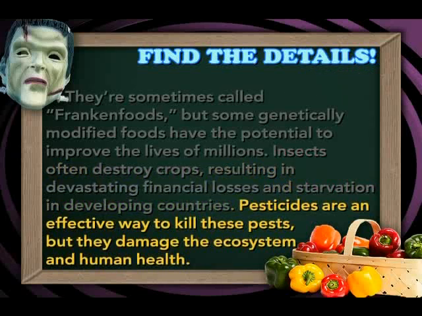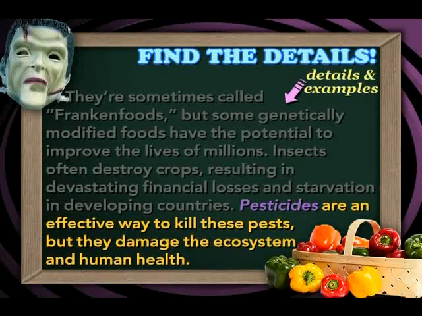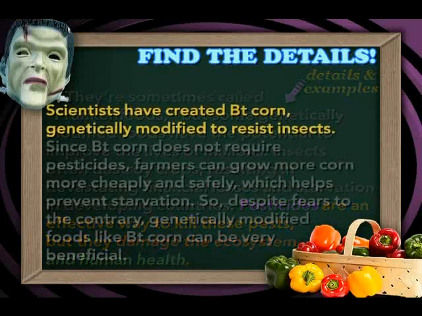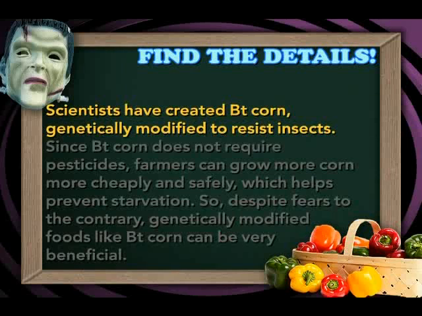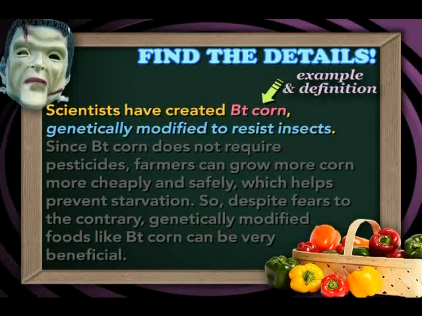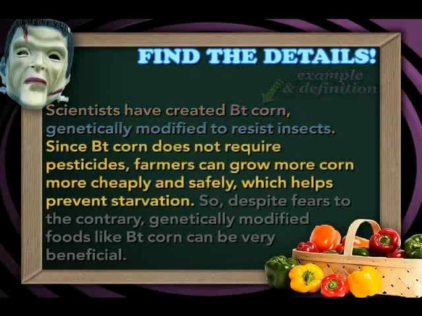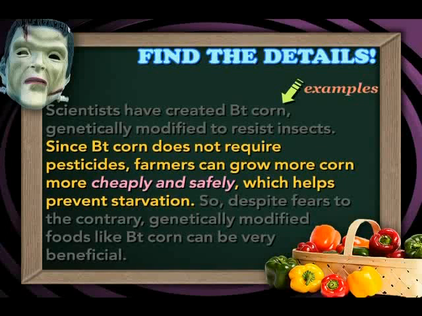Pesticides are an effective way to kill these pests, but they damage the ecosystem and human health. Pesticides is specific, and then I give two examples. I say they damage the ecosystem and human health. Scientists have created Bt corn, genetically modified to resist insects. Bt corn is a specific example. Then I define it by saying it's genetically modified to resist insects. That's a specific example. Since Bt corn does not require pesticides, farmers can grow more corn more cheaply and safely, which helps prevent starvation. Cheaply and safely are specific examples, as is helping to prevent starvation.